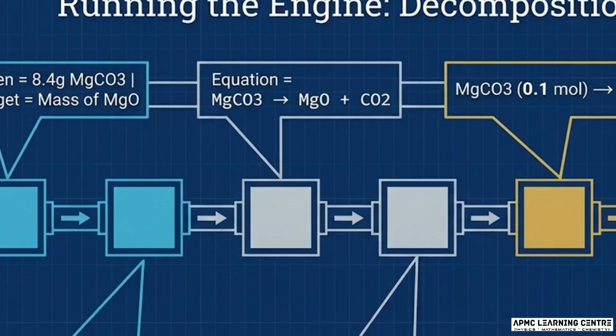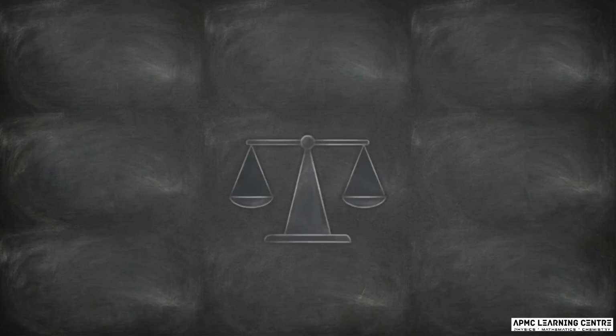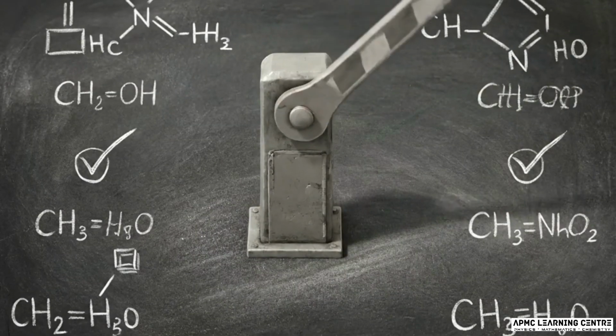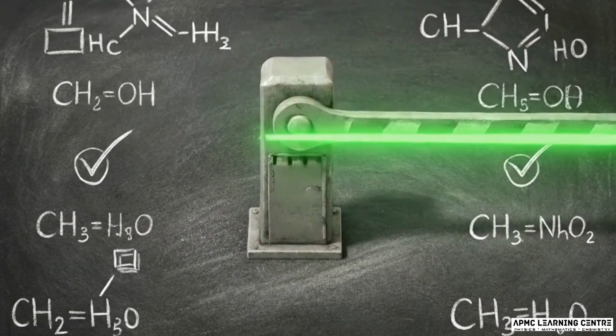In step 3, we load the chemical equation. This serves as the reaction's required blueprint. The engine requires a balanced equation before it can proceed. This is a mandatory checkpoint to ensure there are equal numbers of each atom on both sides of the reaction.